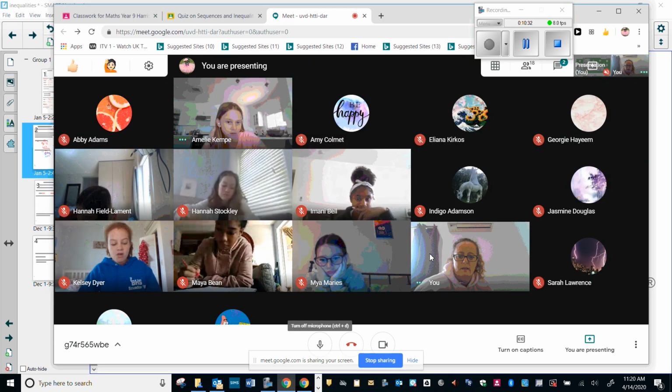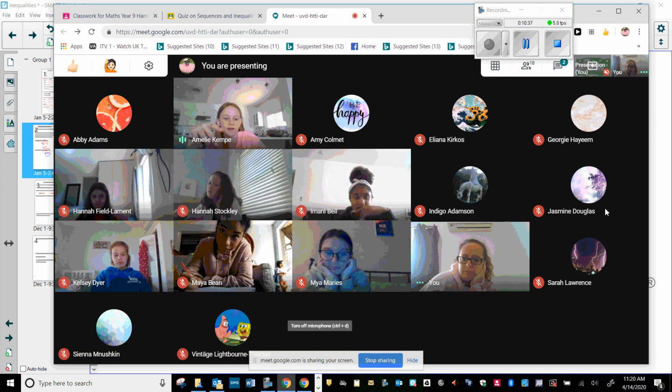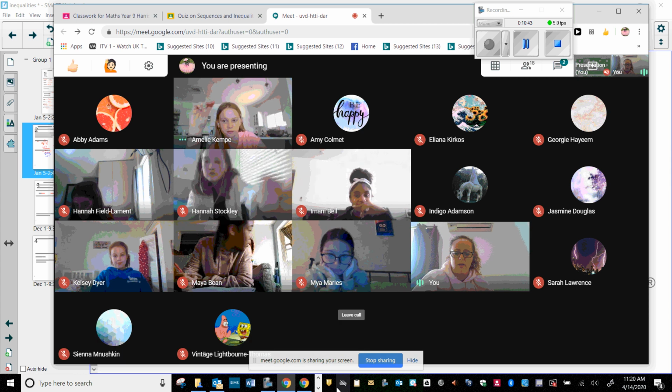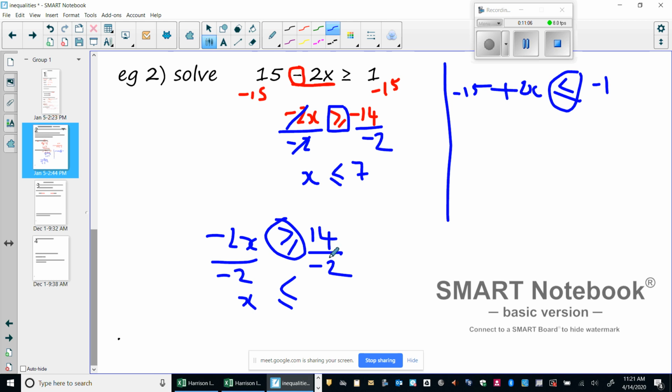What if one of the numbers is negative? Does it still switch the signs? If this had said negative 2x is greater than or equal to 14, we would still need to divide by negative 2, because that's the value in front of the x. So we have to change the direction of this, and our answer would be 14 divided by negative 2, which is negative 7. The only effect would be a different value here.